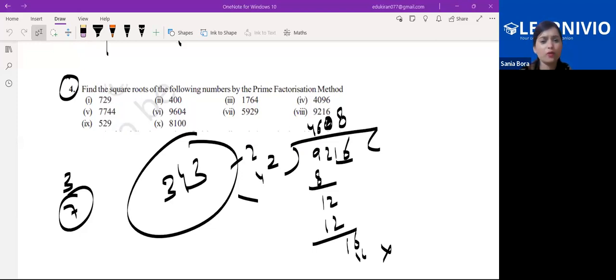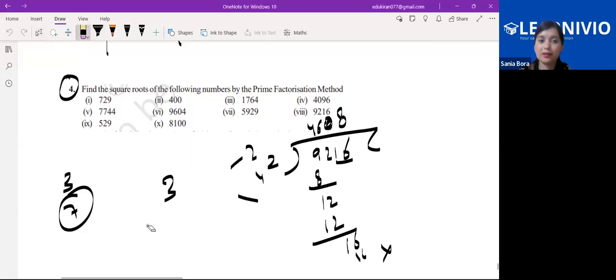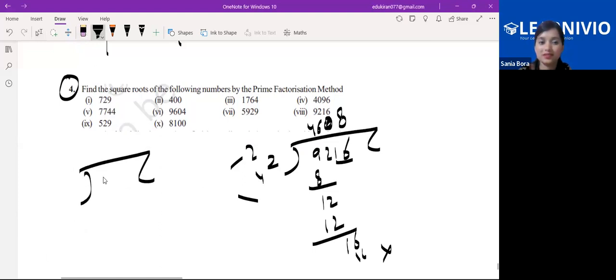529. How, LF, tell me? 7. Ma'am, it gives us decimal points. Ma'am, I thought it was the 7th one. Is it possible, the 7 table? I don't think so. No, ma'am. Ma'am, I thought you were talking about the 7th question. No, no, 9th one, 9th one.